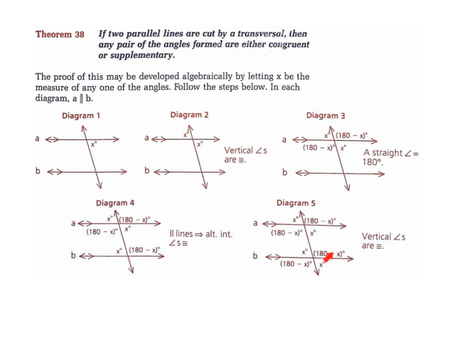And then I can continue on looking at vertical angles. These are congruent, and so then are these. So no matter what happens in a diagram when I have a transversal and parallel lines, for any two angles I pick, they're either supplementary or they're congruent.